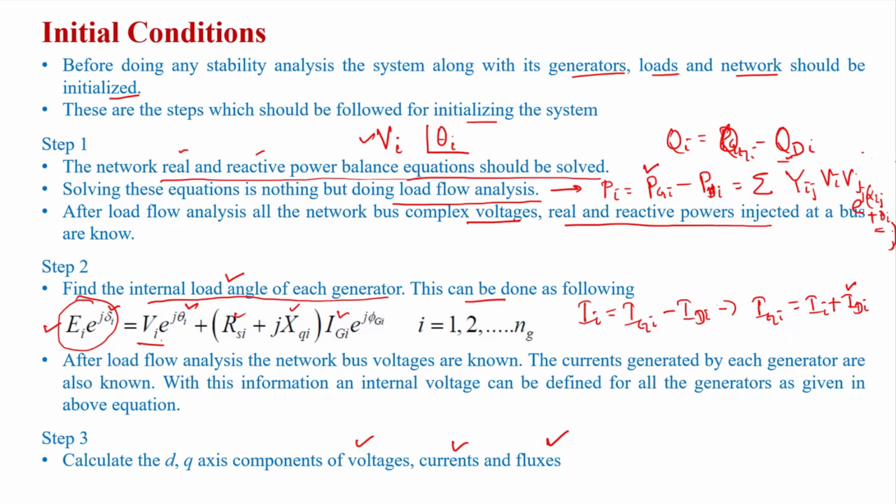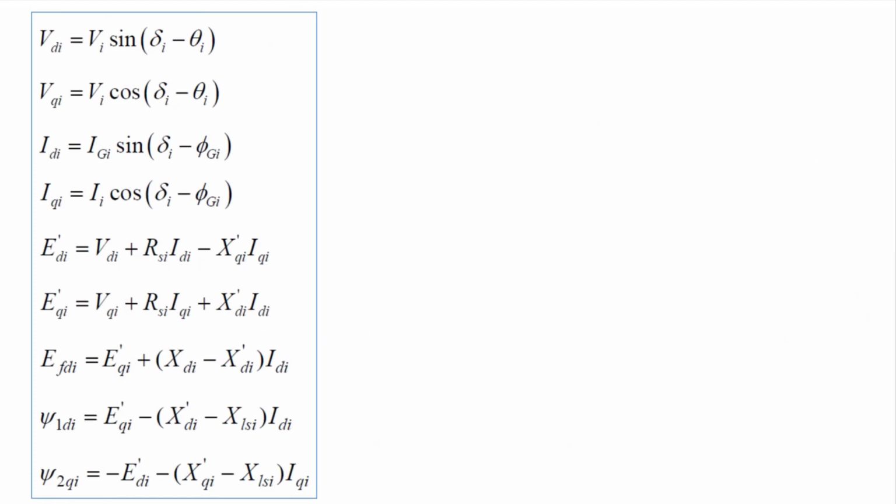So as soon as we know the initial values of these parameters, we can easily find the dq axis components of voltages and currents, right? So this is how we can calculate them. Vdi we know is nothing but Vi sin(δi − θi). So we know δi, Vi and θi. Just substituting the values, we'll find Vdi. Similarly, we'll find Vqi also because we know Vi, δi, θi, right? Similarly, all these equations we can evaluate one by one. Also, we can find the initial values of Idi, Iqi, Edi', Eqi', right? EFDi. We just need to substitute one by one.